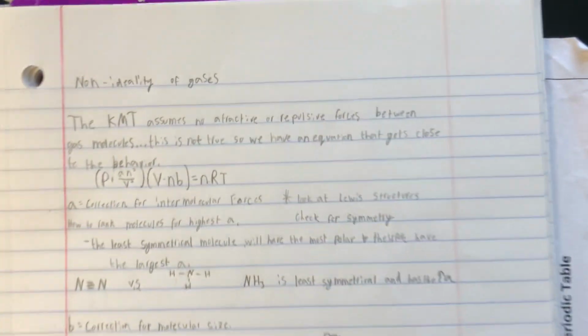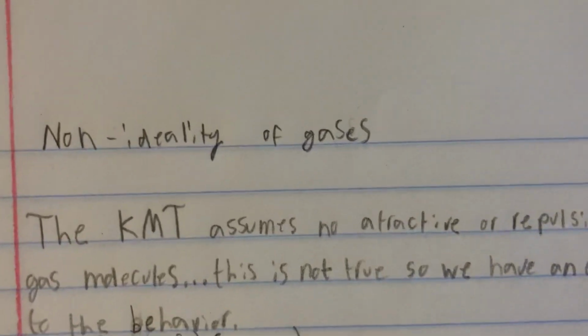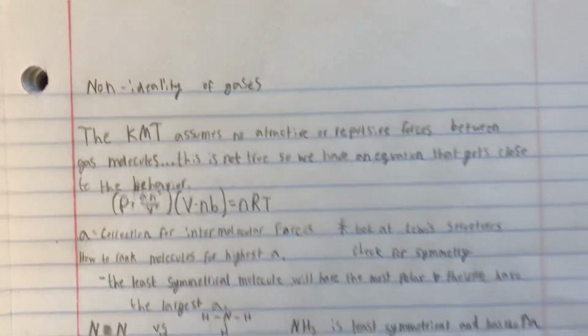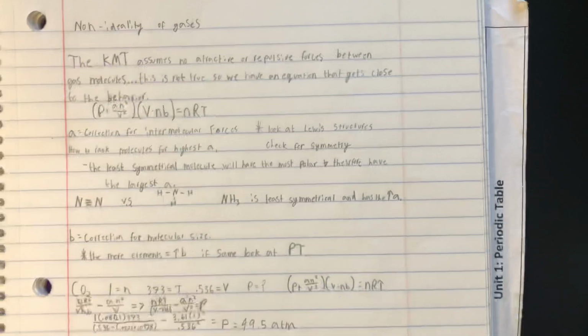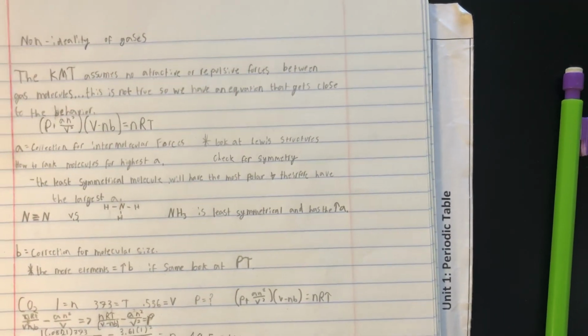Today we will be talking about how to rank the A and B values of a molecule or molecules together. First off, we have to explain what the A and B values are.